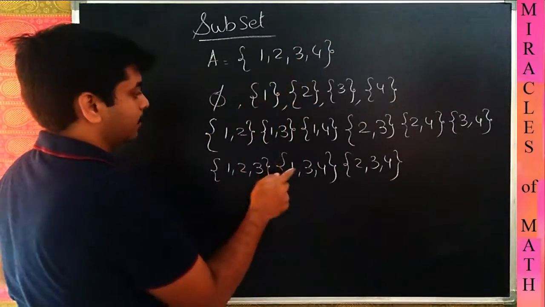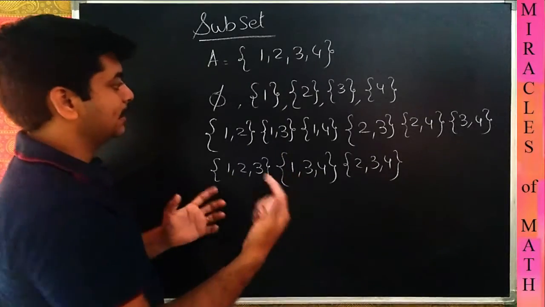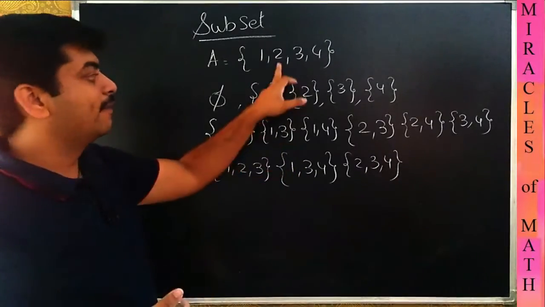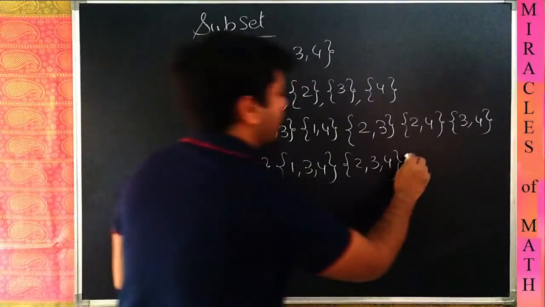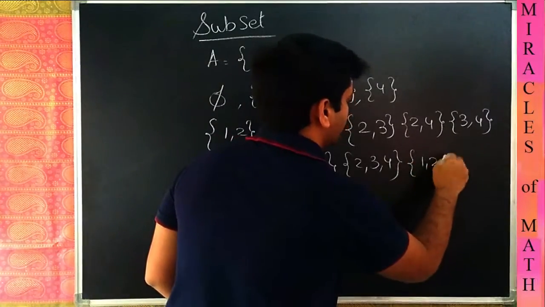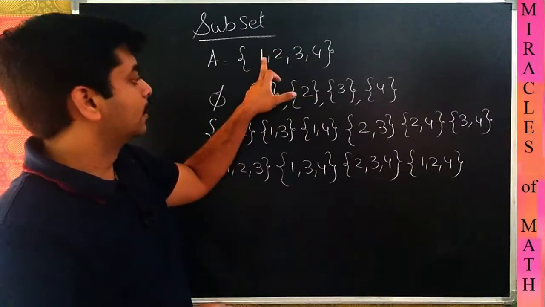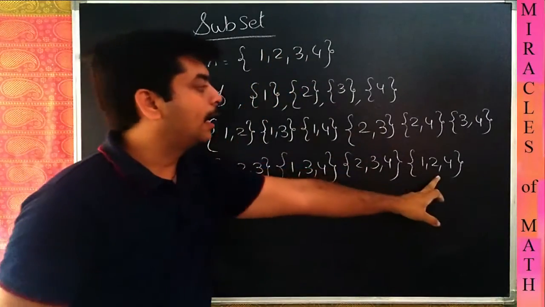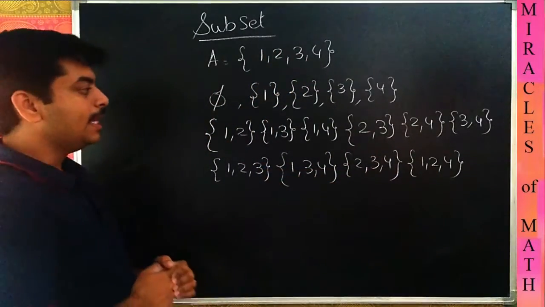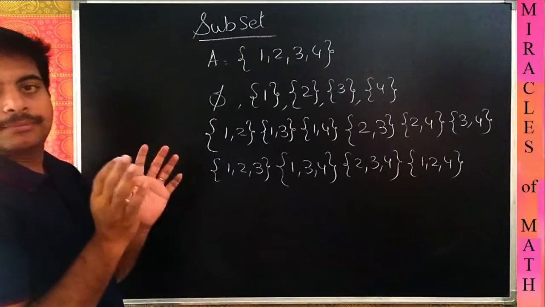4, 2, 1. Yes, that is missing. 1, 2, 4. We haven't written 1, 2, 4. See, we got one more. That is 1, 2, 4. 1, 2, 4 or 4, 2, 1 or 2, 4, 1, all are included in this one. And so taking 3 at a time are done.